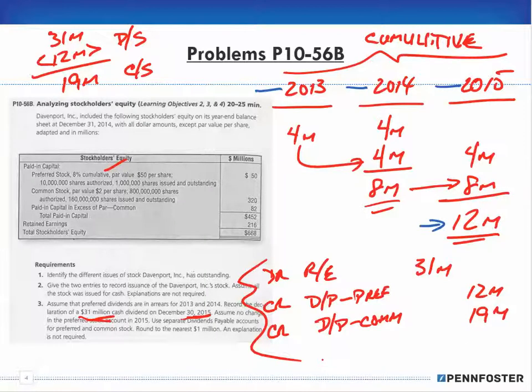If you didn't understand something, rewind, watch the video again, go back and watch the theory videos, and if you're still having trouble with it, feel free to give a call and speak with an instructor.